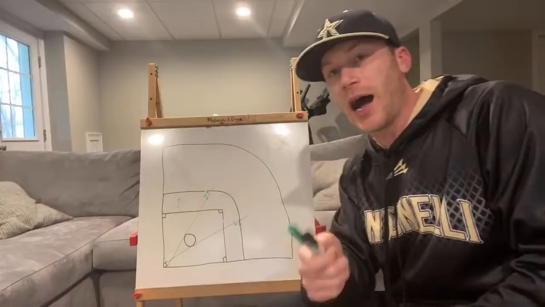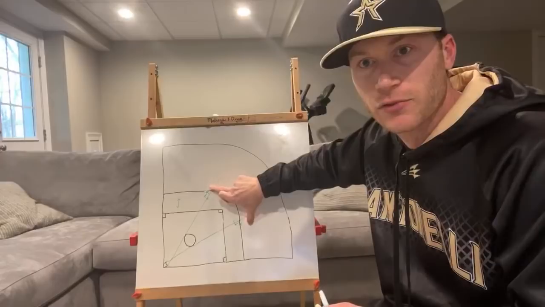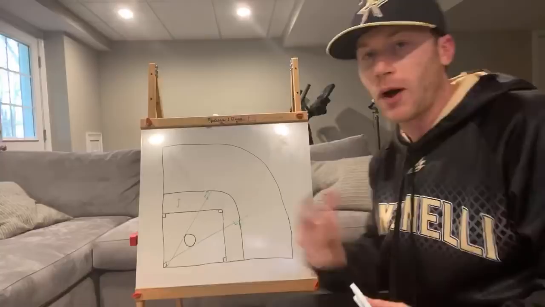And so depending on what level you're at, maybe you're a really smart player, you're really in tune with the game, and you realize that, and you say, hey, let's flip the coverage. Usually the shortstop is going to be in charge of calling this stuff, but you work together. So how do you call it?